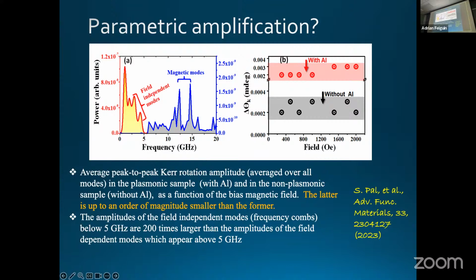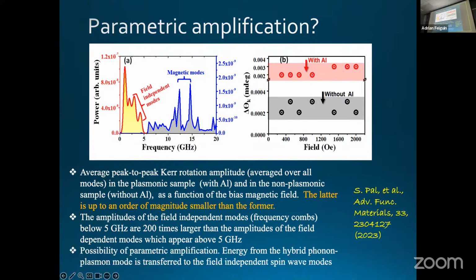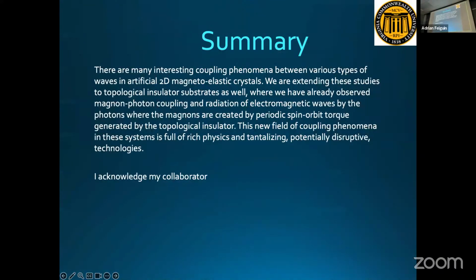So the power is getting transferred from the hybrid phonon-plasmon mode into the spin wave modes, to make the power in the frequency combs 200 times larger than the power in the spin wave modes, in the Kittel modes. Possibility of parametric amplification. So this is similar to parametric amplification, where you're taking power from one mode and transferring it into a different mode. Okay, so that's my talk.